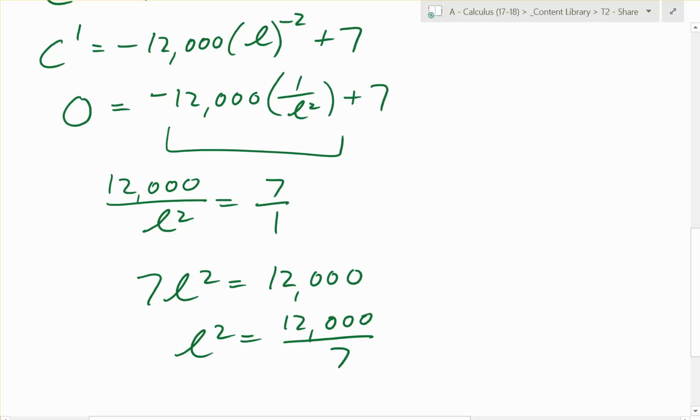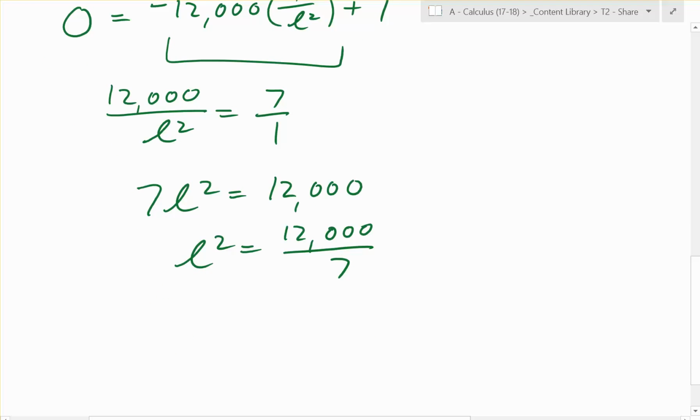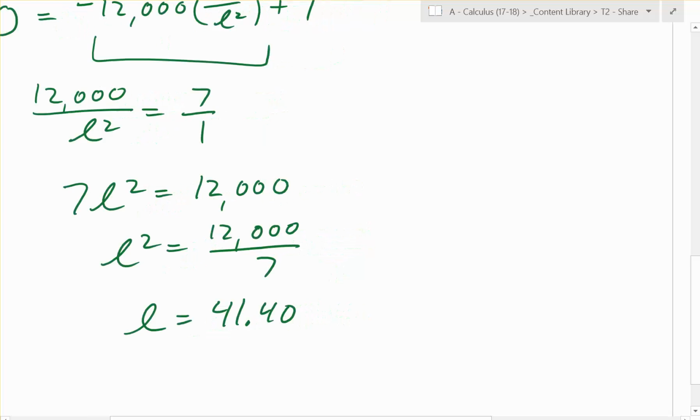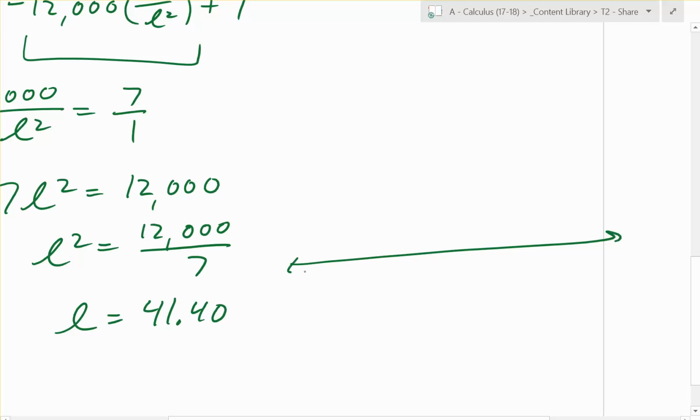And you might assume that this doesn't have a very nice solution, and it doesn't. So you can use a calculator, and L will be, you can round it to 41.40. So now you do a sign diagram where you have an L value of 41.40. That is an L value.